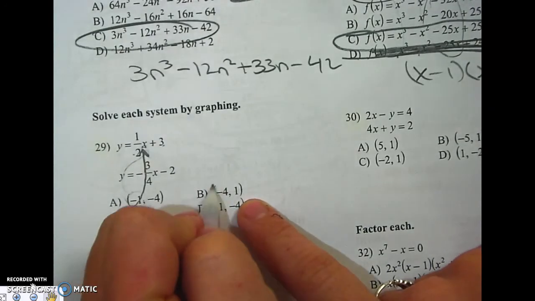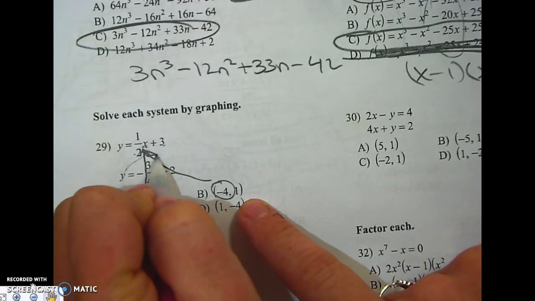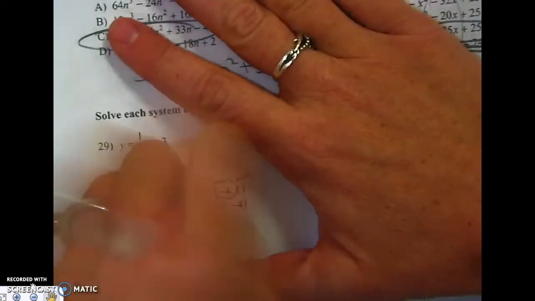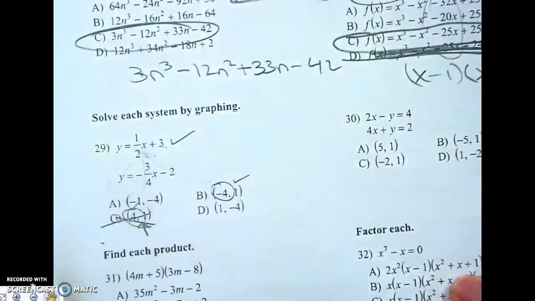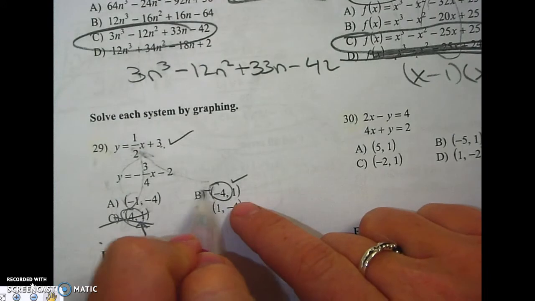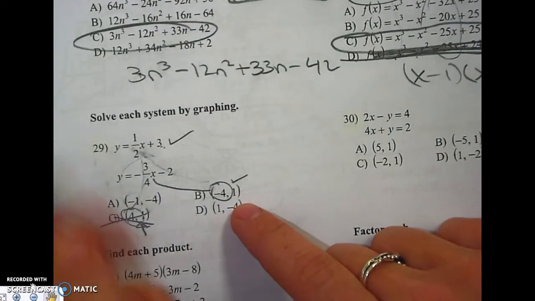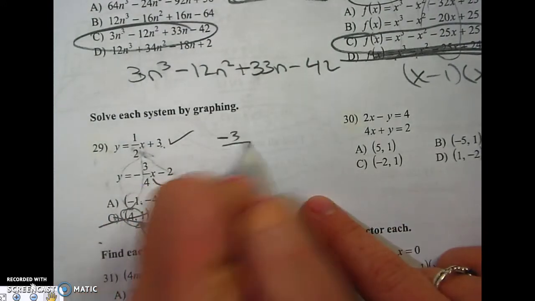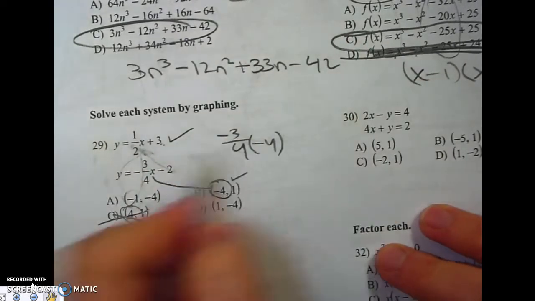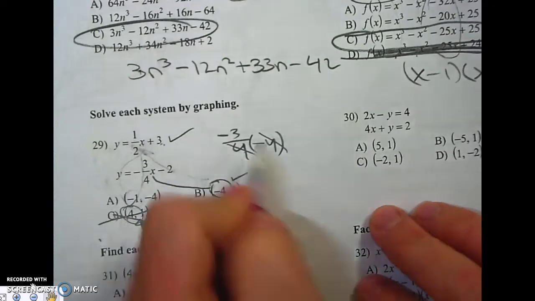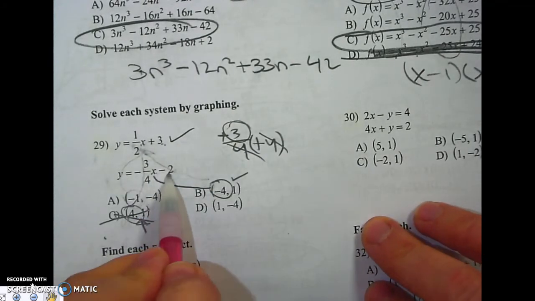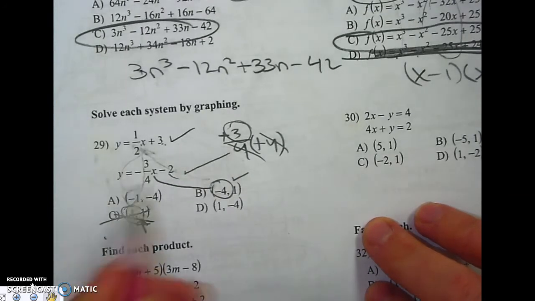So now I'm going to try this one. Half of negative 4 is negative 2 plus 3 is 1. Check. But now that it worked for the first equation, I also have to check it for the second. It has to be like a check, check, or a yes, yes. So I do negative 3 fourths times negative 4. So let me show that one because that's a little bit more difficult. 4 on top, 4 on bottom, bye-bye. And a negative make a positive. So you're just left with 3 minus 2 is 1. Now I know that they've worked for both.